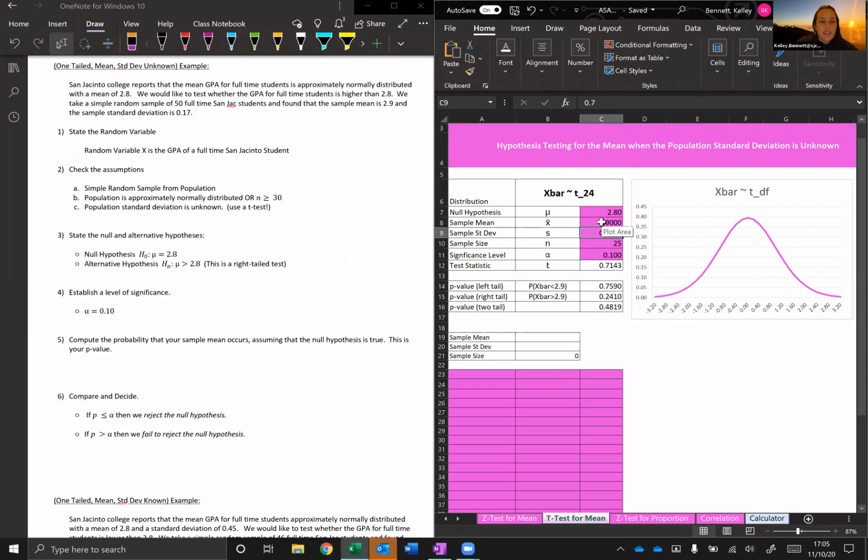Do I have my sample standard deviation? Yes, it was 0.17, so let's change that. My sample size is 50, not 25, so change that. My alpha didn't change. It's still 0.1, or I could say 10%. So now let's go ahead and grab this, throw it into our notes, and pick it apart.